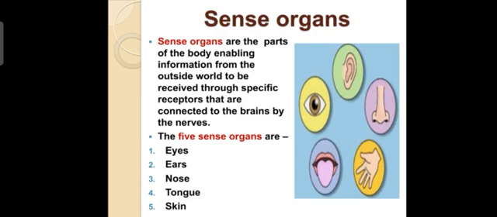The nose is the organ of smell. It can sense both good fragrance and bad smell. We can breathe in and out through the nose. Tongue is the organ of taste. The tongue is able to detect the four basic tastes: salty, sweet, bitter, and sour. Tongue helps us to speak also.